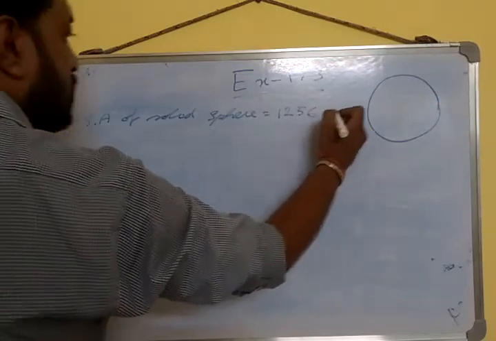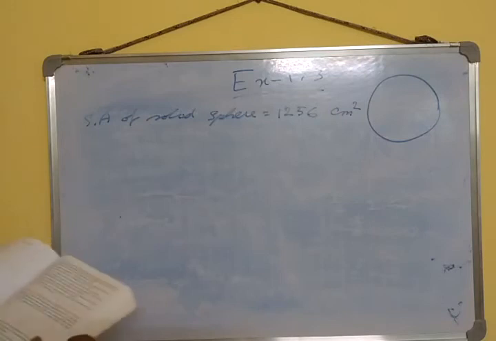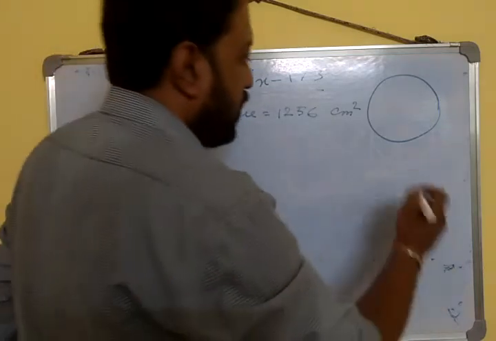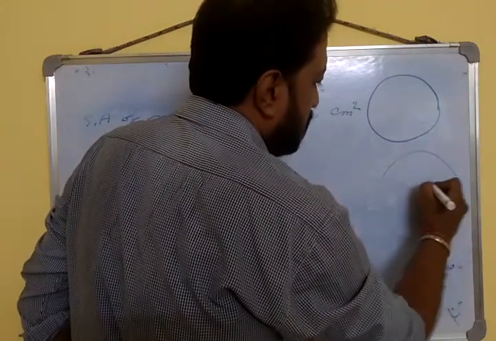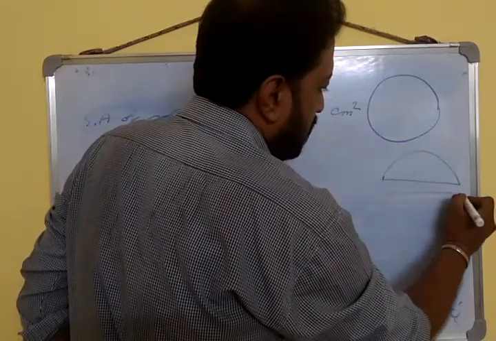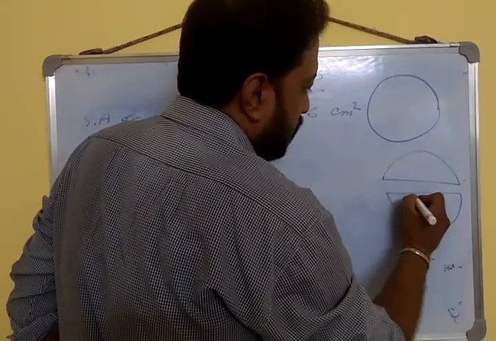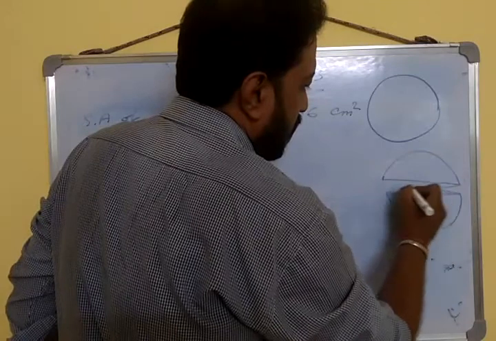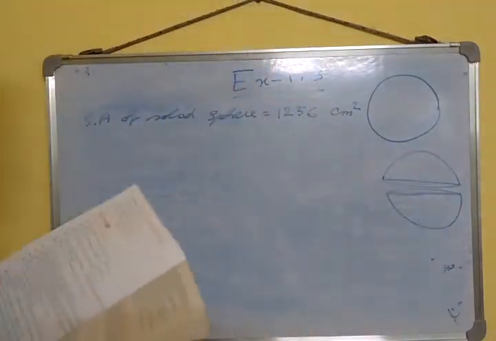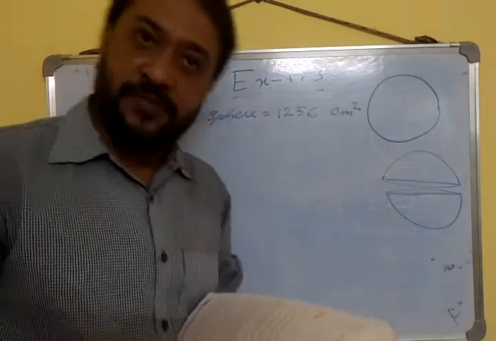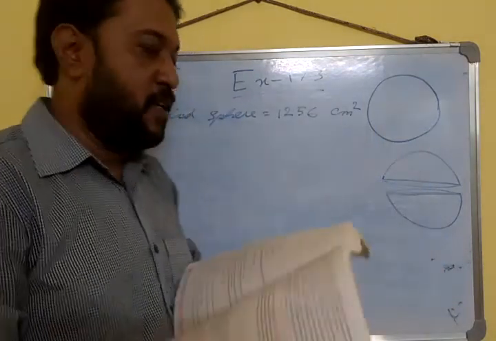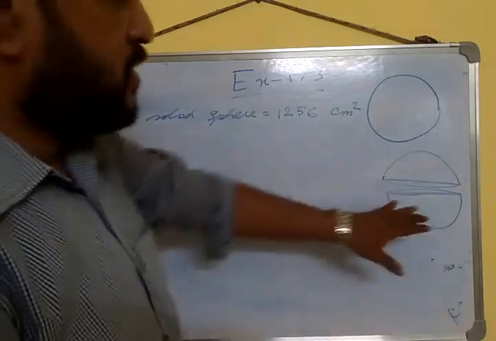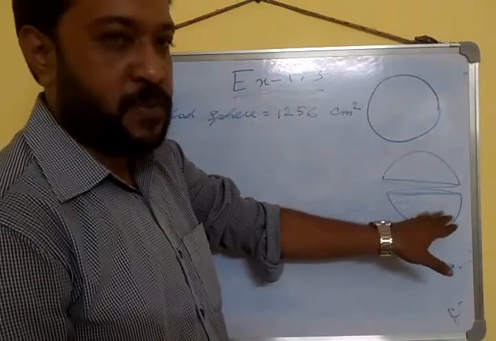Then this sphere is cut into two hemispheres. Then the sphere is cut into halves, one half and another half. Now the question goes, they are asking for the total surface area of one hemisphere, not the other one, and the volume of the hemisphere. Total surface area of the hemisphere and the volume of the hemisphere.